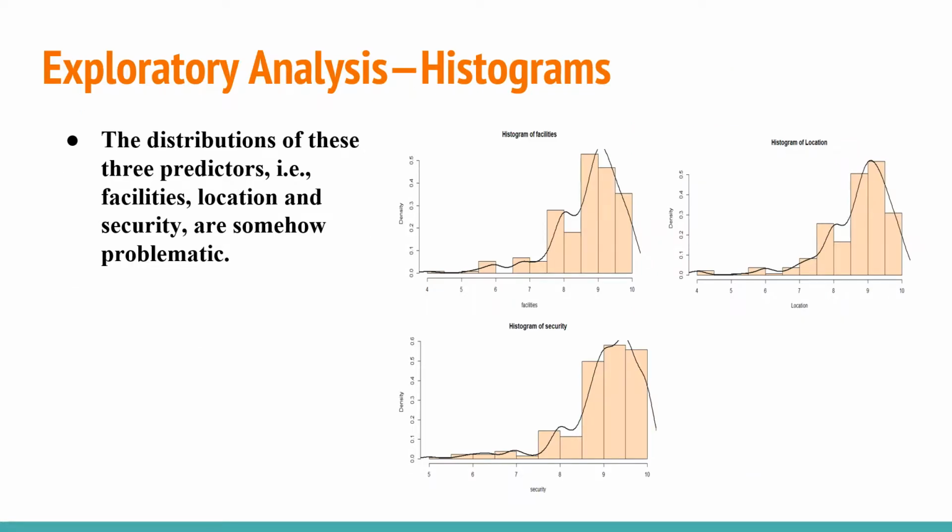In addition, histograms of predictors were generated and carefully checked. The histograms revealed that the distributions of these predictors, like facilities, location, and security, are somewhat problematic, being either extremely skewed or almost discontinuous with 2 modes. In this regard, we were considering dropping facilities, location, and security from our model.